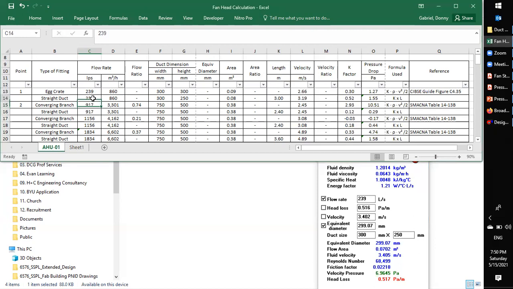So based on the flow rate and the duct size, you will be able to get the K factor and the pressure drop. K factor is this one, Pascal per meter. So if this is Pascal per meter, this is how many meters. You just multiply them, you'll get the pressure drop.